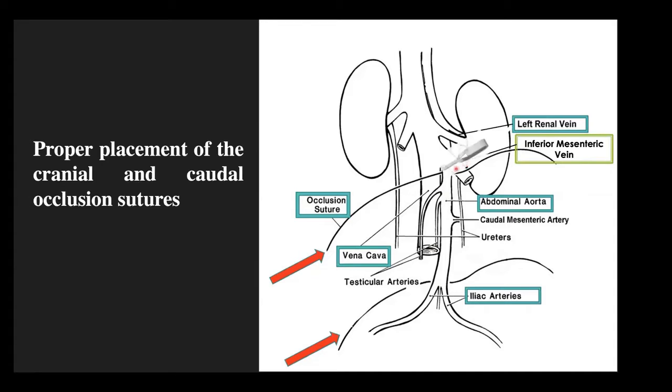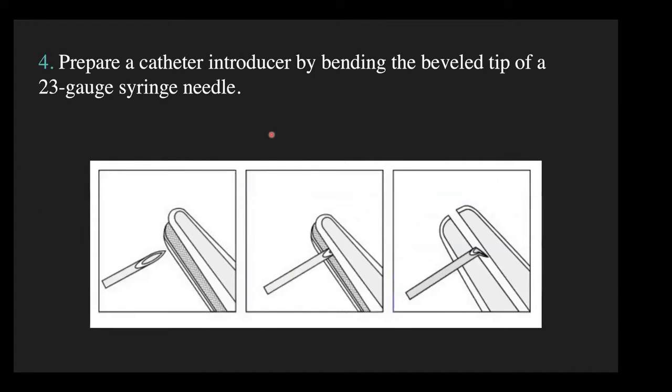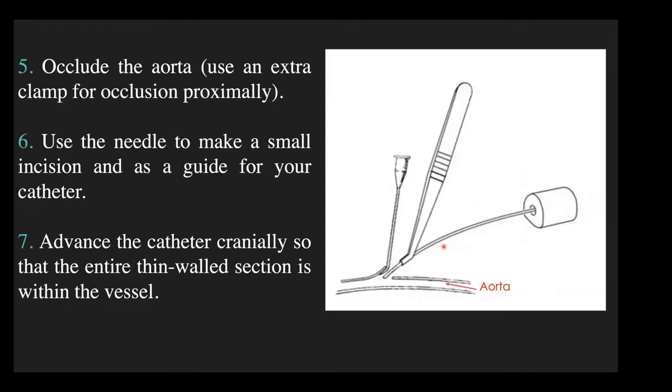Once you have made those two gaps and passed your sutures, you can also go ahead and place a clamp. The reason you use the clamp and the occlusion sutures is to partially occlude the blood flow when you are making your incision. You will need a catheter introducer, and I simply use a 23 gauge syringe needle, and I bend it to a right angle, as you can see here.